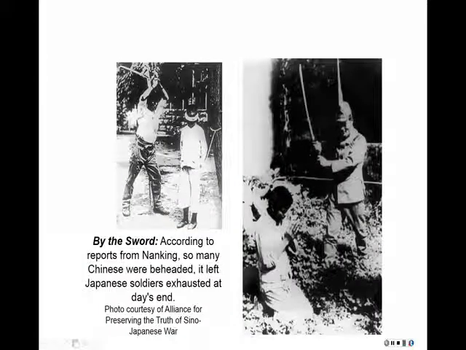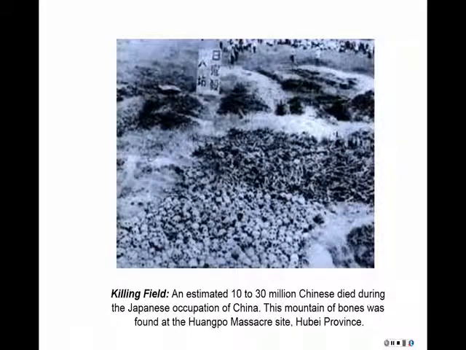And so throughout some of the historical documents that were found, many Chinese were beheaded, as was just described by Iris Chang in her book. These are depictions of that particular atrocity. During the entire Japanese occupation of China, an estimated 10 to 30 million Chinese died during that particular time period. And this is a mountain of bones found at this particular massacre site in Hubei province of China.